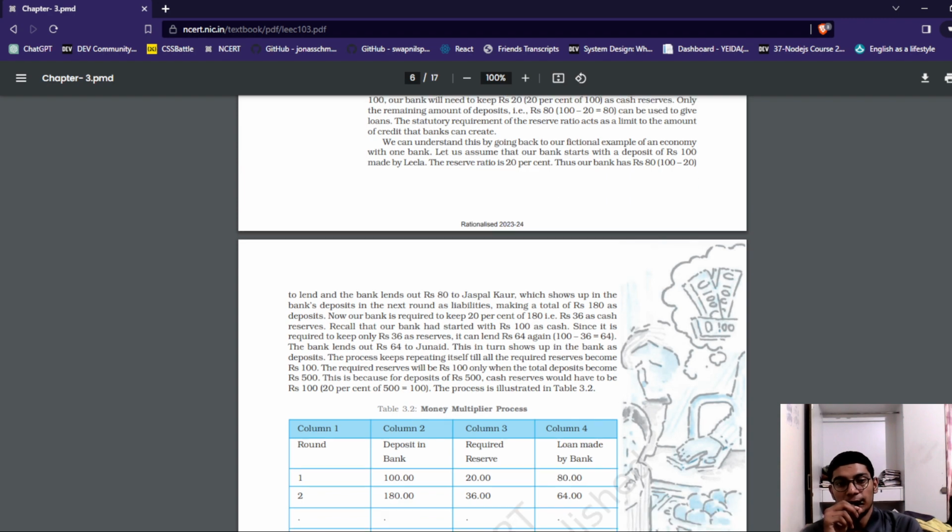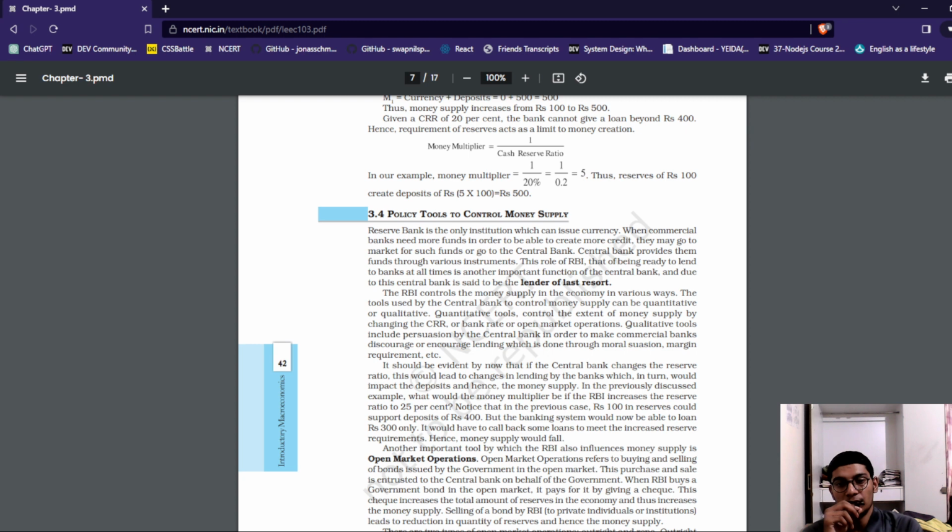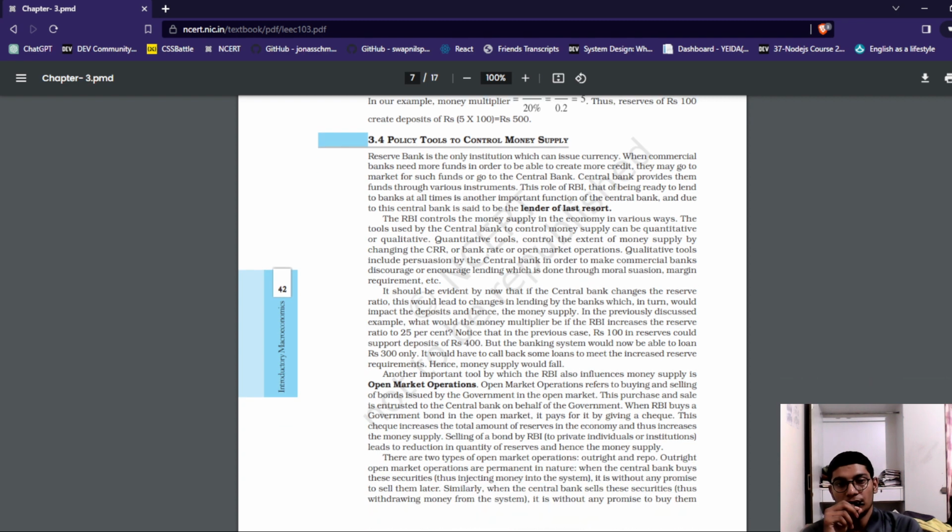The reserve ratio is a policy tool to control the money supply. What are the policy tools? The Reserve Bank is the only institution which issues currency. When commercial banks need more funds in order to create credit, they may go to the central bank, which provides them funds through various instruments. The RBI controls the money supply in the economy in various ways.